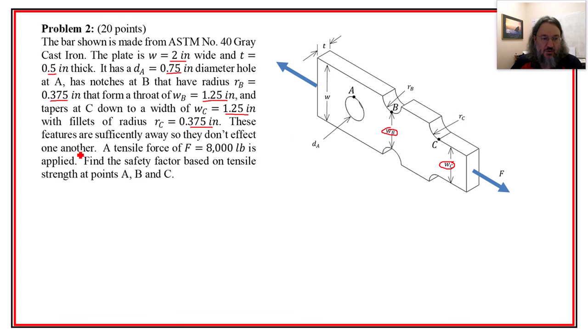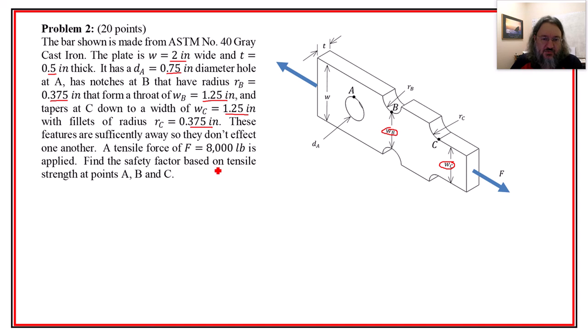They're sufficiently far away from each other that they don't influence one another, and that's Saint Venant's principle, or something very similar to it, that you would be looking at to say, hey, how far do you need to be so they never interfere with each other. But I found that the configuration I'm showing right here worked pretty close. And then we put a tensile force of 8,000 pounds onto the thing.